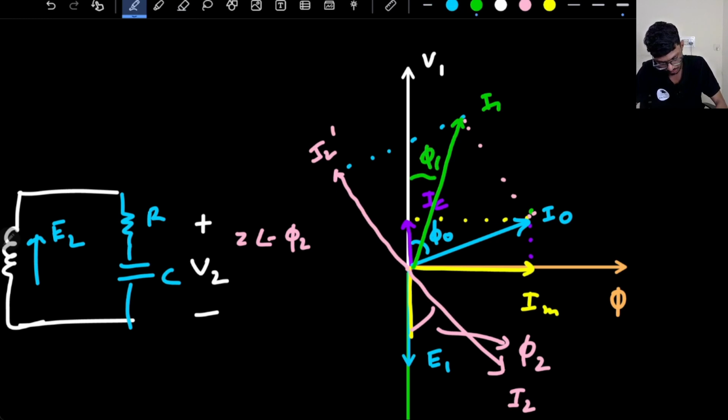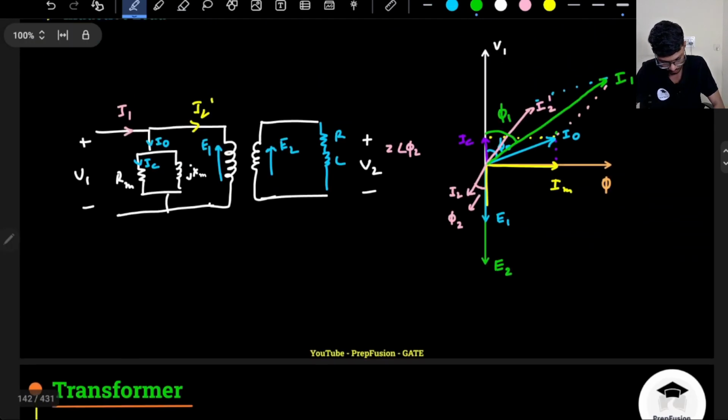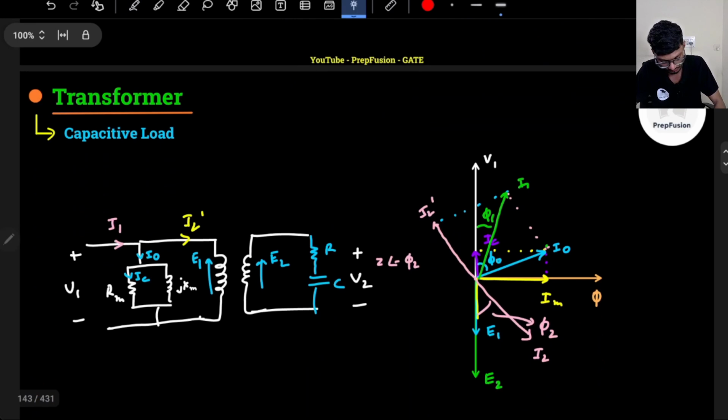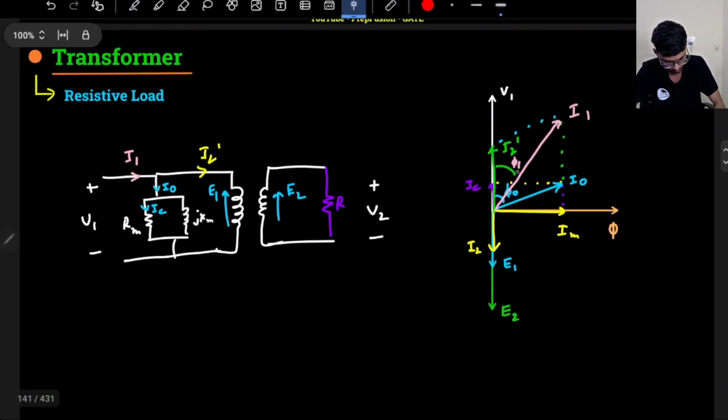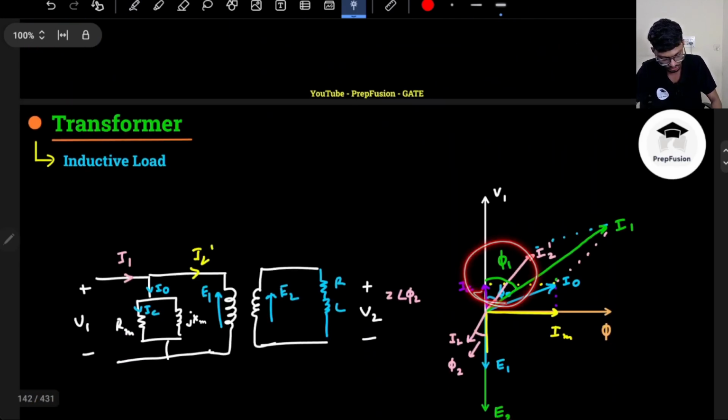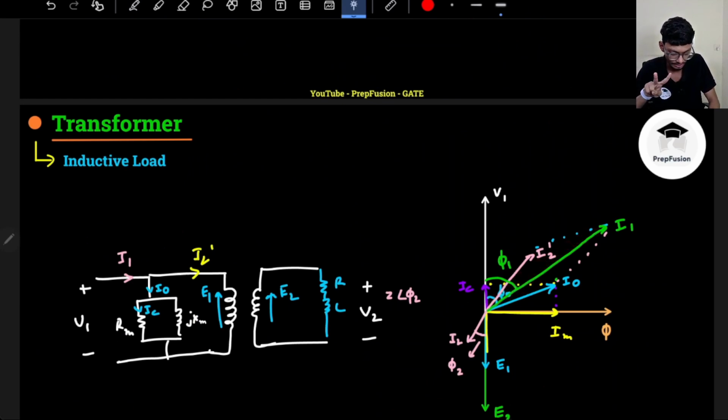So if you observe, the phi 1 angle has reduced. Previously it was more, here it has reduced. And for resistive it will be less than this inductive case, because if it is more inductive, it will be lagging more. That's why the angle is increasing, because the transformer in itself is a lagging load. Okay, so that is what you need to understand.